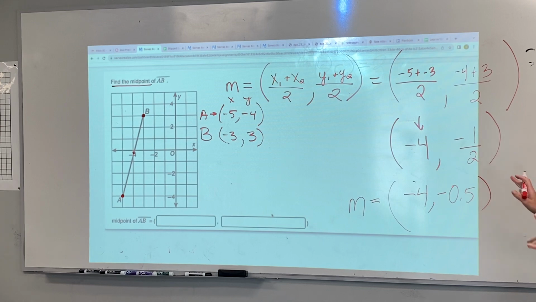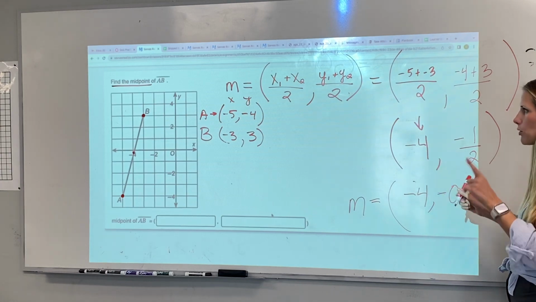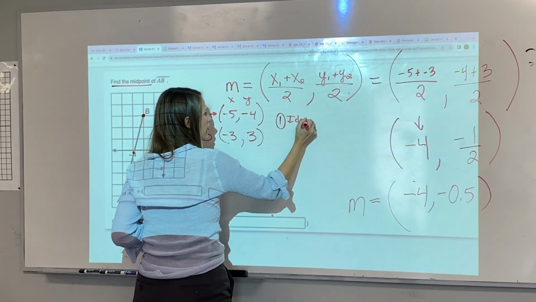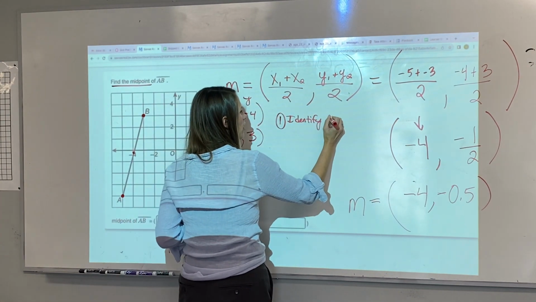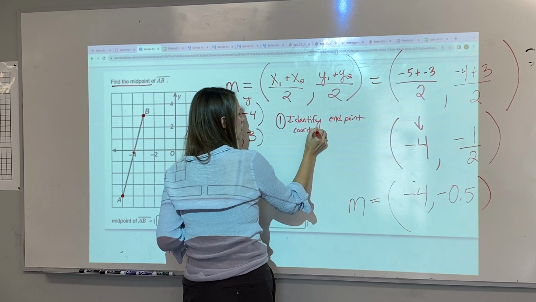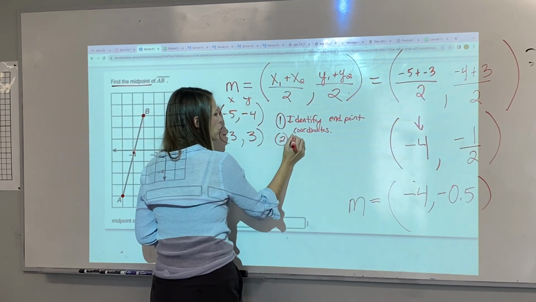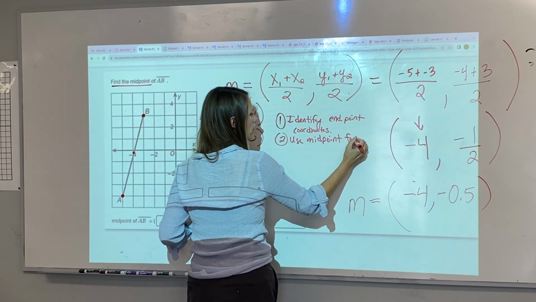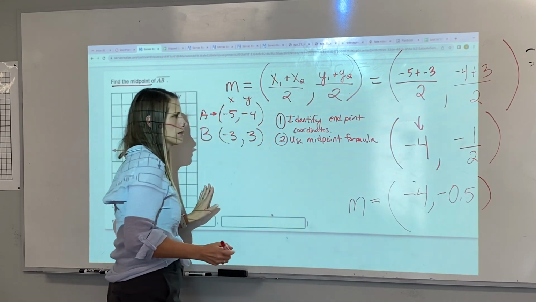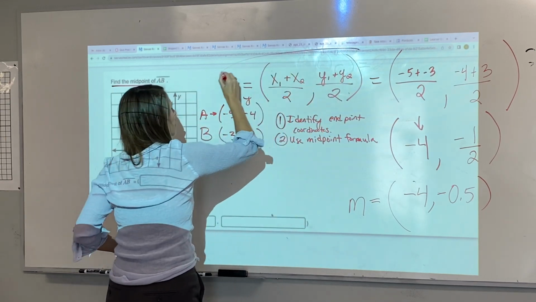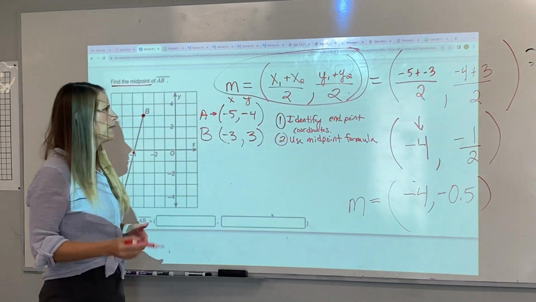Since you might not be allowed to use these same numbers if you have them on your quiz, what I would write to myself for the notes is: identify endpoint coordinates, and then use the midpoint formula. And if you want to write the midpoint formula as part of that, it's right here, this big thing right here. It's your midpoint formula.